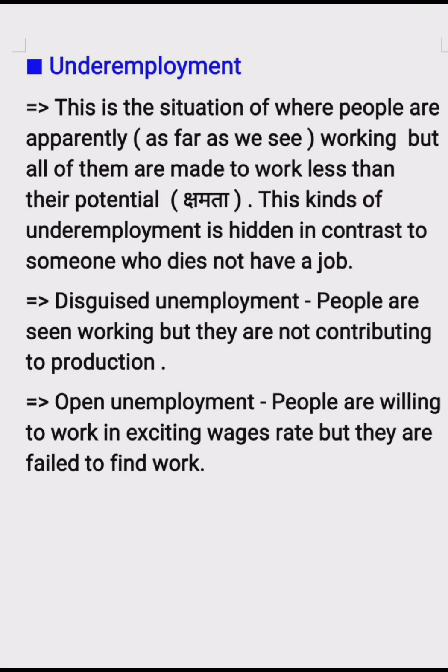Let's talk about underemployment and unemployment. Don't be confused. Underemployment is a situation where people are apparently working but all of them are made to work less than their potential. It is also called disguised unemployment. Unemployment is also called open unemployment. It is a situation where able-bodied persons are willing to work but are not able to get work.